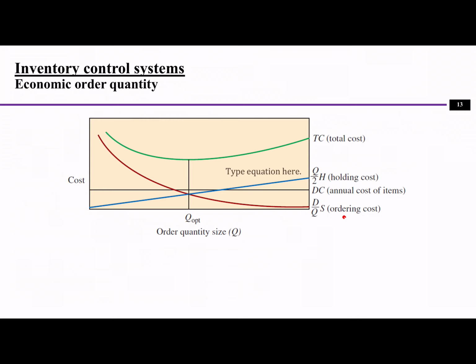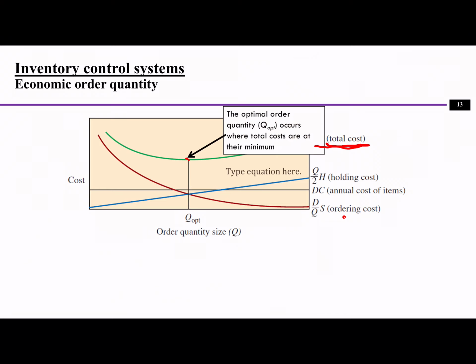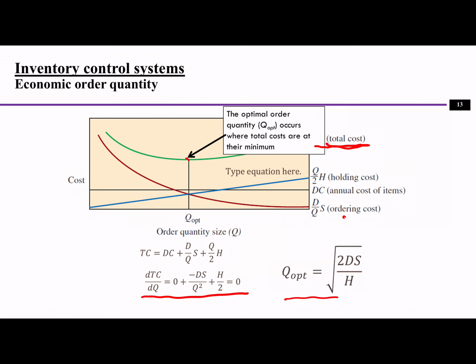You can see there's a blue line, a red line, and also a black line. All these lines compose the whole total cost. The total cost is the green line, so all we need to do is find the bottom. How do we find the bottom? I talked about that before: we can use derivatives. We take the derivative to get this equation, set it equal to zero, and then we can get the final formula for Q.